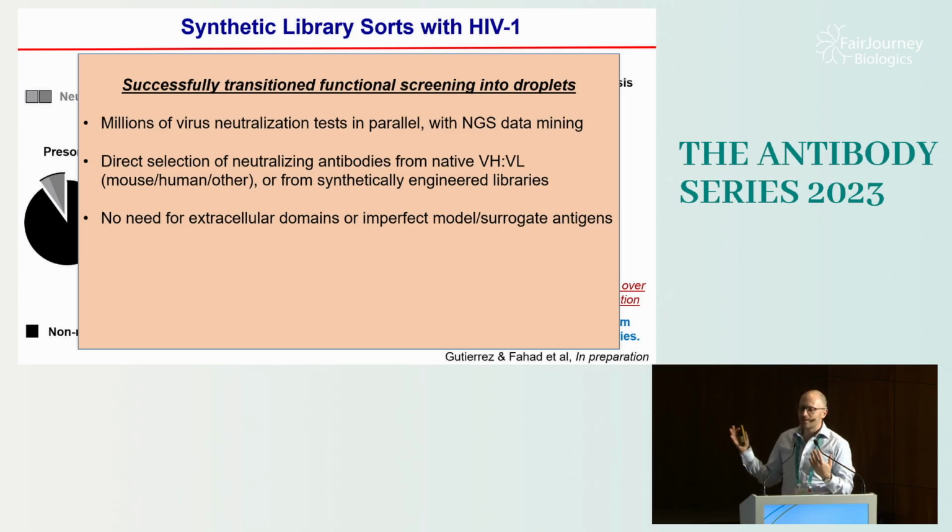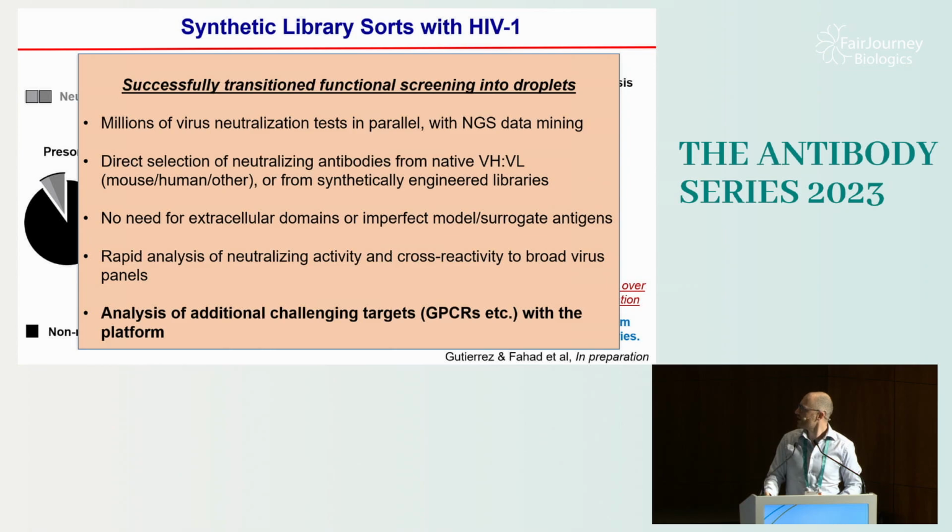And one of the things we're most excited about is, again, we don't need those extracellular domains to be produced and purified, or imperfect model or surrogate antigens. We can just do this with the pseudovirus or the virus directly. Another thing that we're excited about is, of course, broad viral panels. You could imagine using a broad panel and rapidly screening for breadth. And again, we're going into additional challenging targets with a particular focus on GPCRs, and hope to talk about that soon as well.